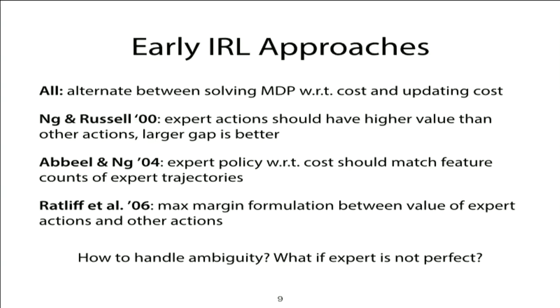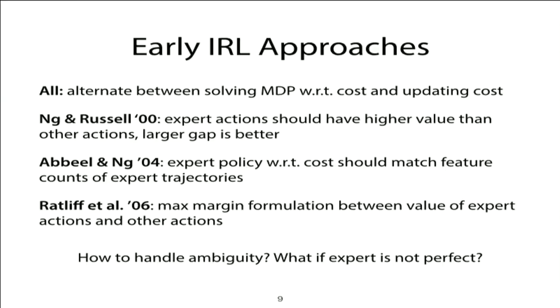And so one of the issues with all of these formulations is that they acknowledge the fact that there's ambiguity in what the cost function is, in how the expert takes actions and what the true cost function is, but they don't handle that ambiguity. For example, if you have this margin approach where you're trying to have the expert actions have high value and all the other actions have low value, there's no reason why that gap should be large. So making the gap larger between those actions isn't necessarily what the expert intended.